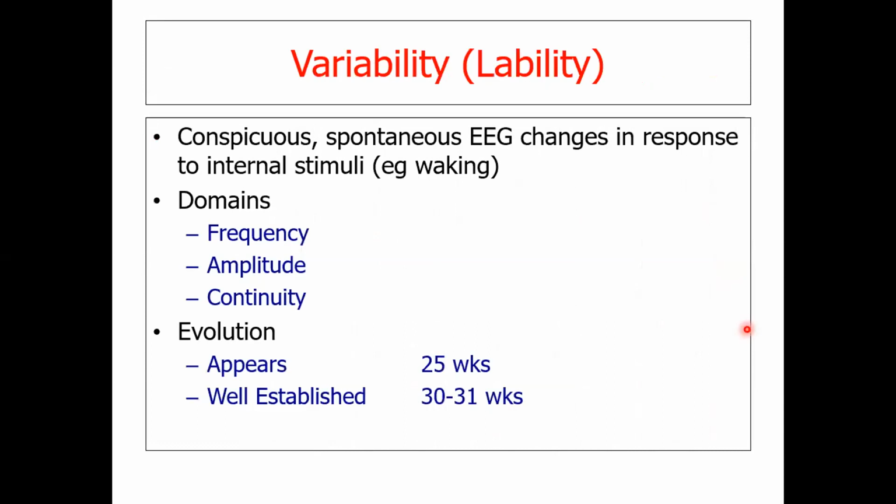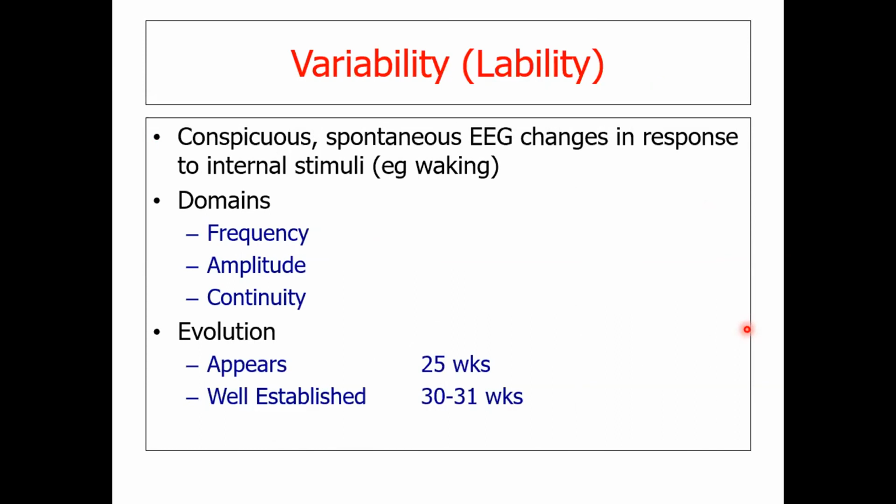Then comes the term variability. These terms which I am talking about are as per the ACNS guidelines, by which you have to score an EEG of a neonate by the headings which have been told. So then comes variability or lability.